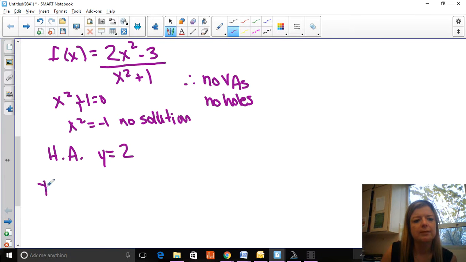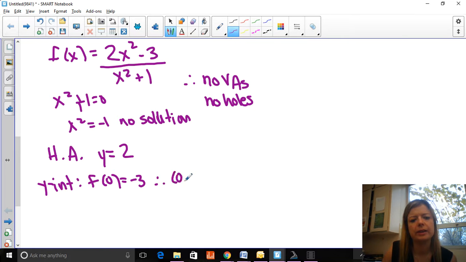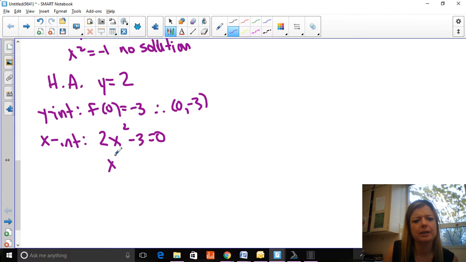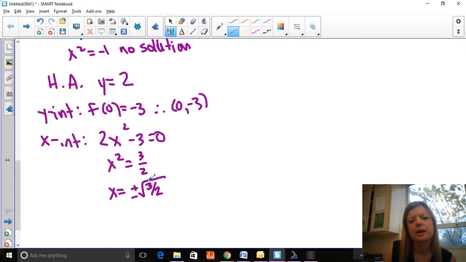So now I need to go and find the y-intercept. So f at 0 is -3. So it's (0, -3). And now I need to find the x-intercept. So remember, for the x-intercept, you can just set the numerator equal to 0. So 2x squared minus 3 equals 0. So then that gives me x squared equals 3 over 2. So I actually have x-intercepts at plus or minus root 3 over 2.